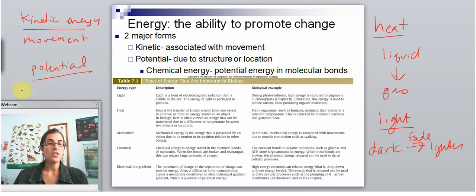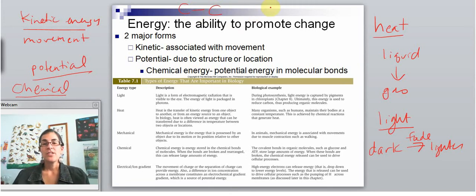We're going to talk a lot about chemical energy, which is a form of potential energy. Chemical potential energy is the energy that is present and stored in bonds. So if I have two carbons covalently bonded to each other, there is energy stored in that bond because there is the potential for that bond to break, which is the change.